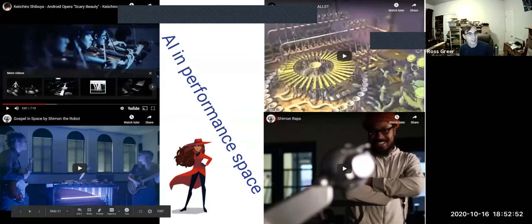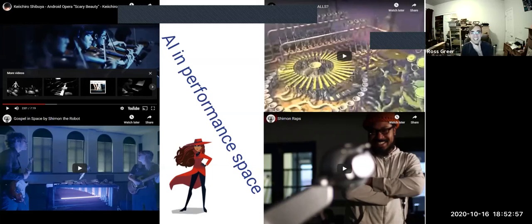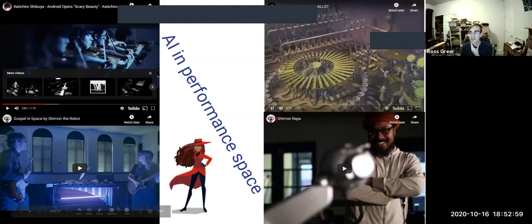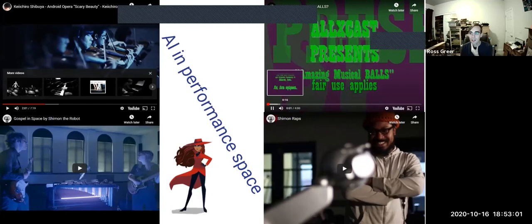I don't know about you. I don't think I could follow any of the gestures from the robot conductor just yet, but it's an interesting idea. And here we have some more AI-generated music.